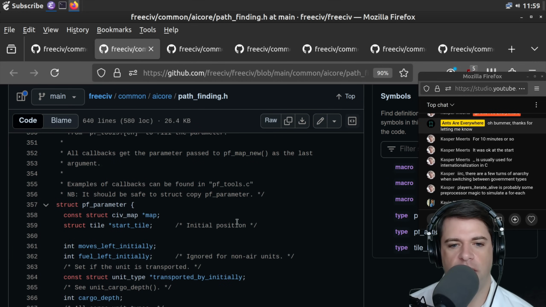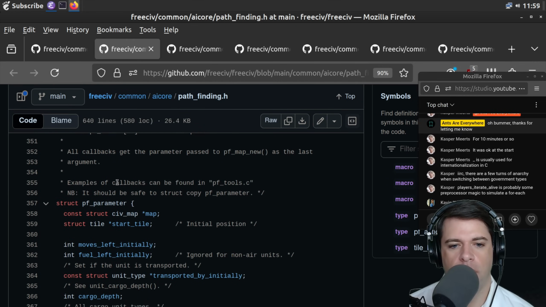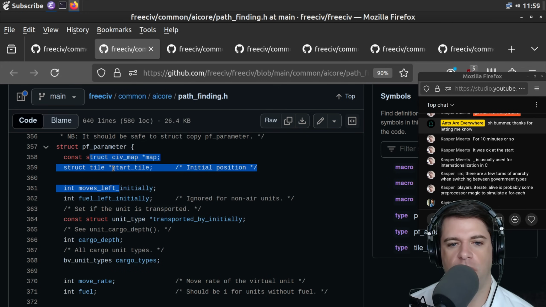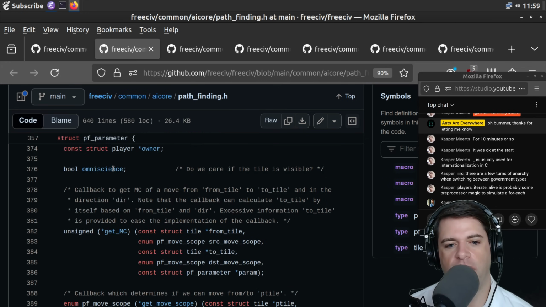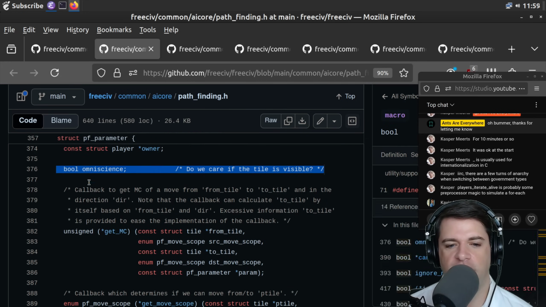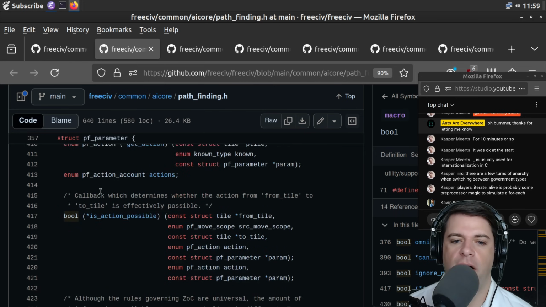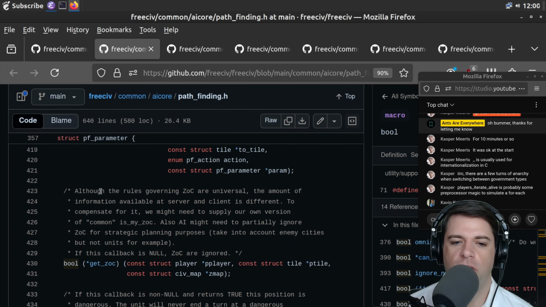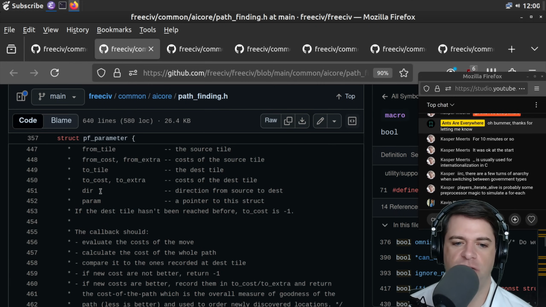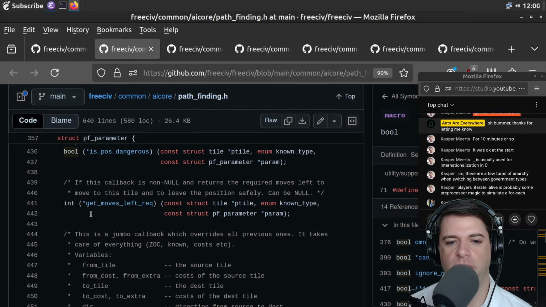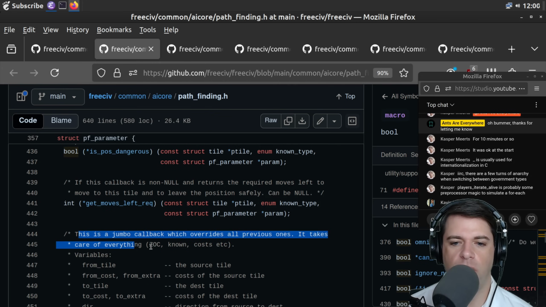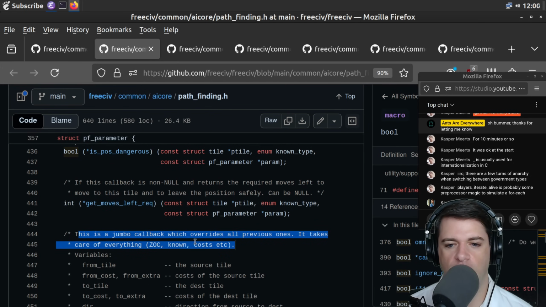I don't know if we actually see an algorithm here. So these structs are presumably just recording data for all that Boolean omniscience. Do we care if the tile is visible? So there's some callback here. They talked about the callbacks for some of the dangerous stuff, or movement restriction, like a small boat can't go into the deep sea. This is a jumbo callback, which overrides all previous ones. It takes care of everything. Zoc, known, cost, etc.